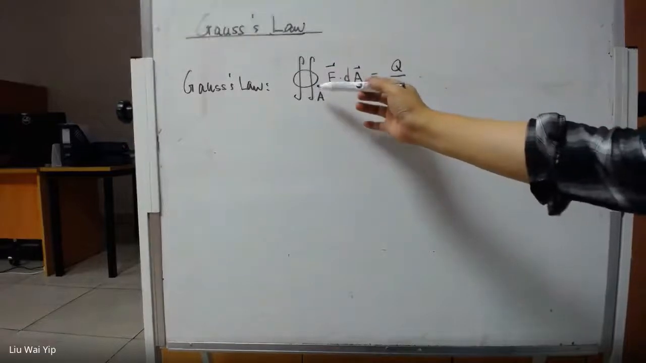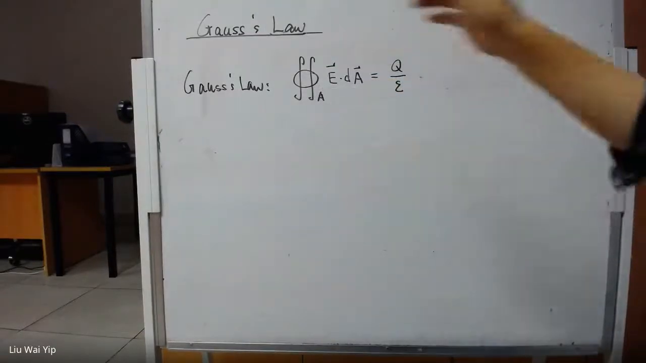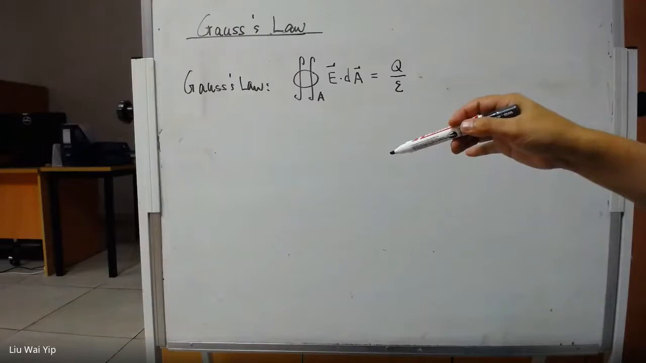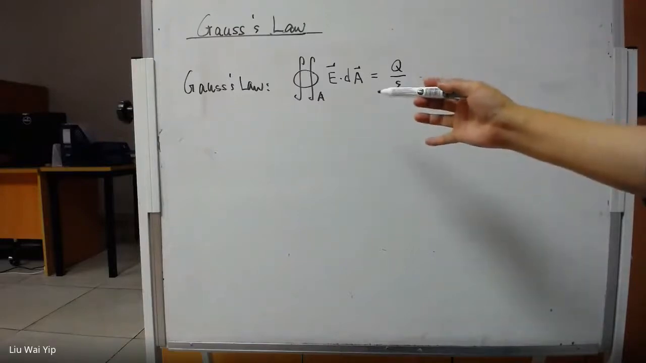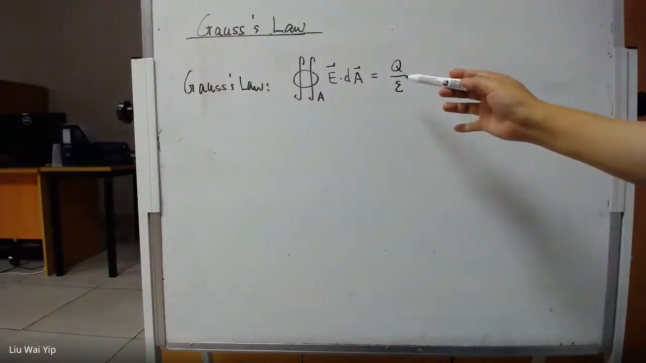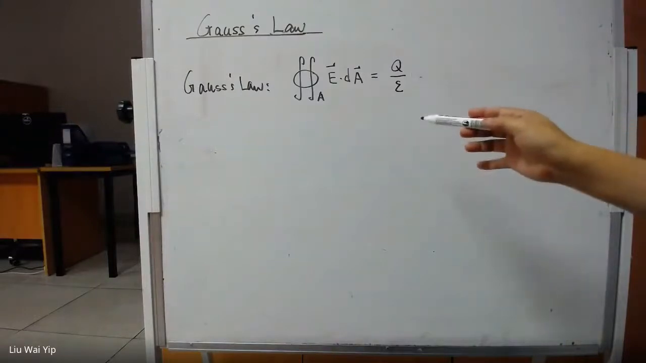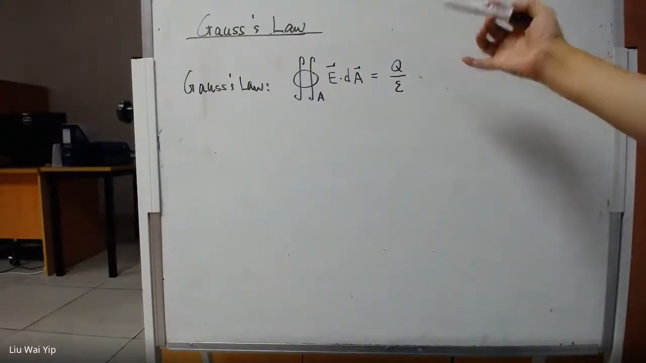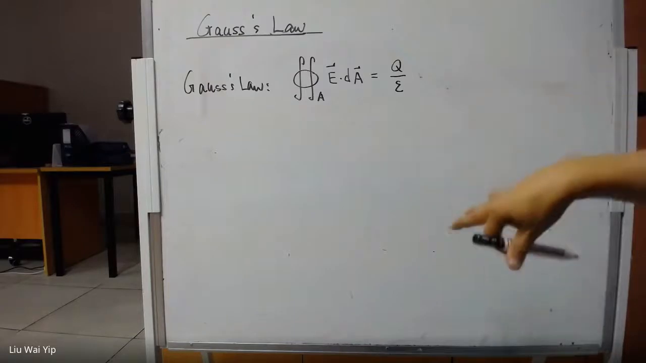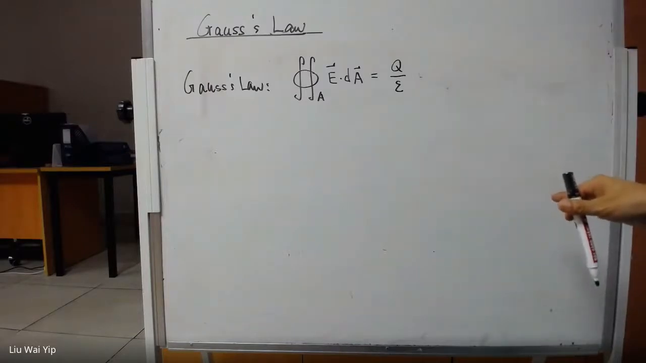The area integral of a closed surface of an electric field is going to be equal to charge divided by the permittivity. And the charge is the charge enclosed inside the integral.